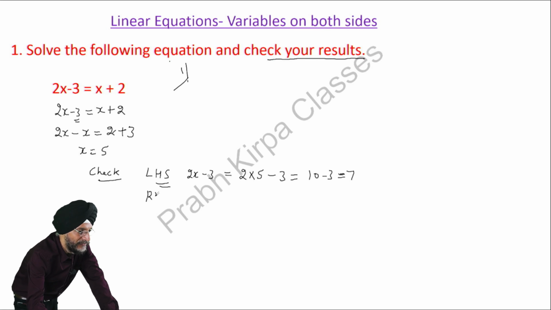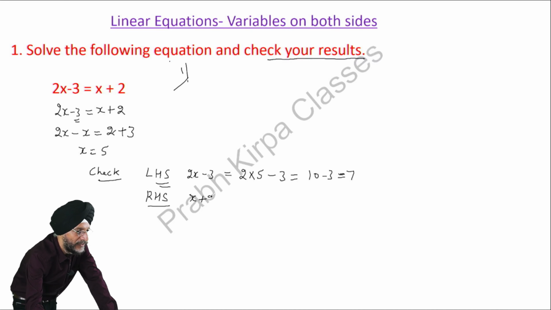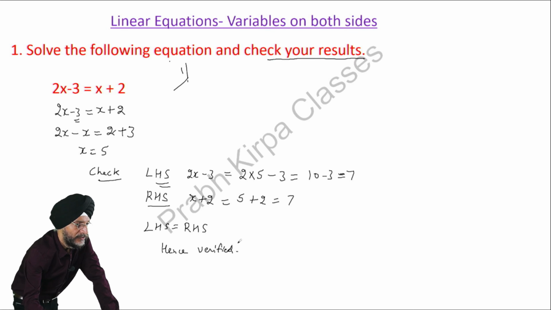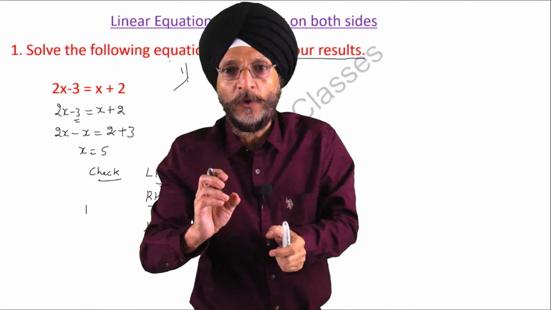So now we will calculate the value of the right hand side after putting the value of x. What is the value of x? Here first we will write the right hand side, it is x plus 2. So we will fill in the value of x. 5 plus 2, it is 7. So left hand side is equal to right hand side, hence verified. Verified means the equation is okay and the value of x which we had arrived at is also okay.